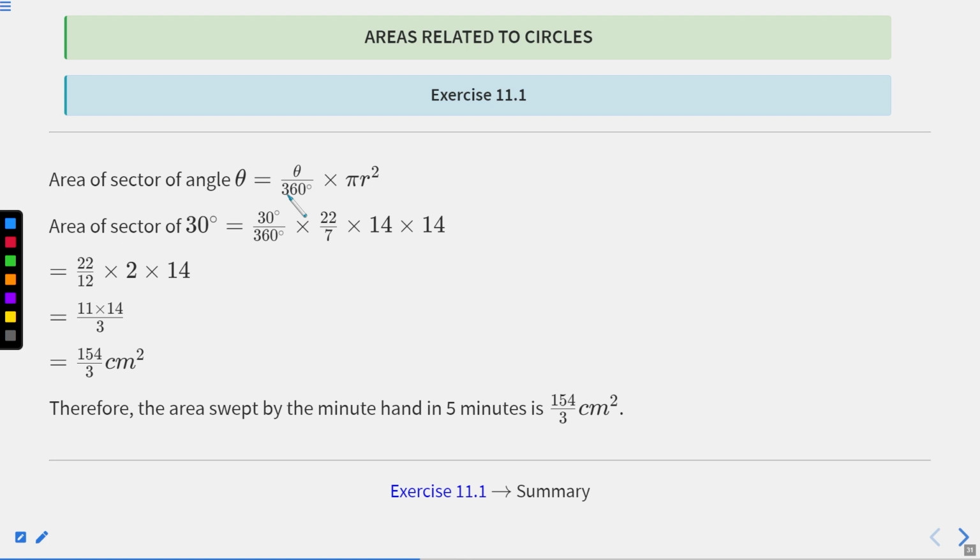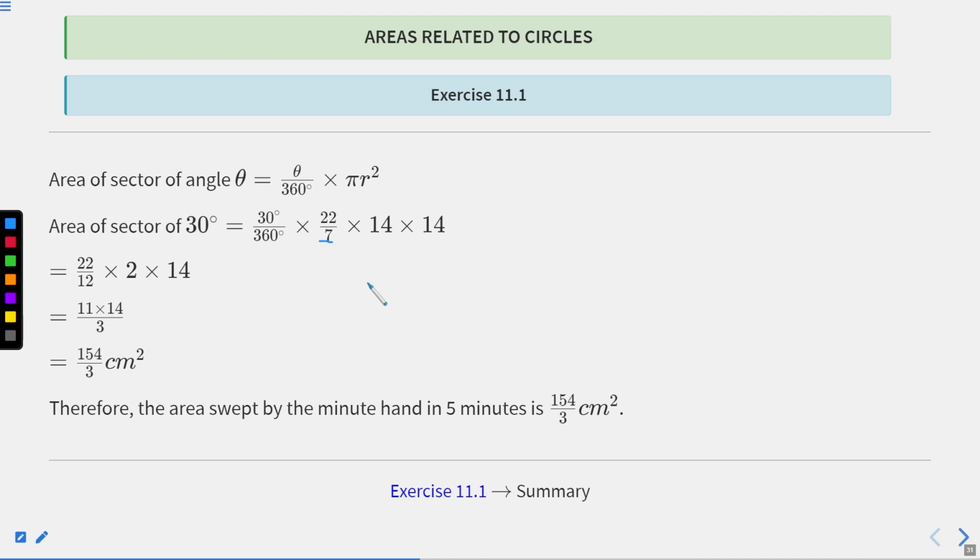Now the area of the sector of 30 degrees is equal to 30 degrees by 360 degrees into pi into r square, that is pi into 14 into 14. This is equal to 30 by 360 into 22 by 7 into 14 into 14. Here we take the value of pi as 22 by 7, unless stated otherwise. We studied in the first slide of this lecture that unless stated, you can take the value of pi as 22 by 7.